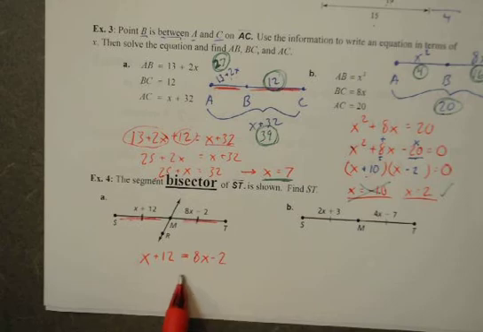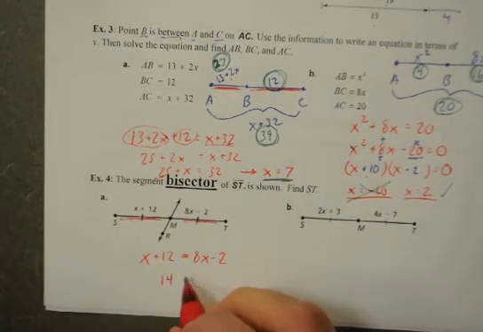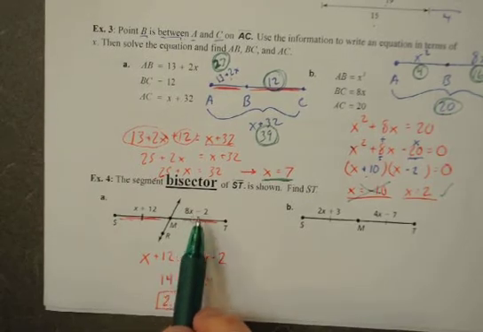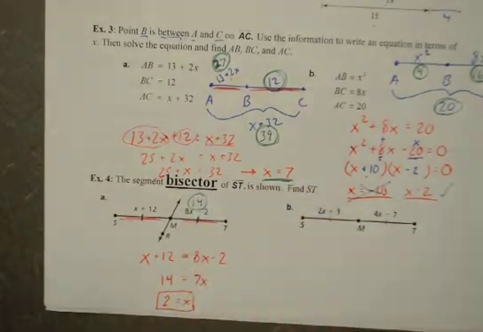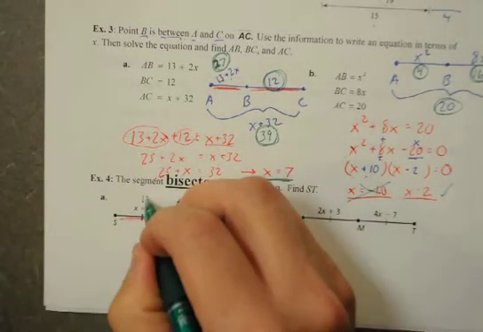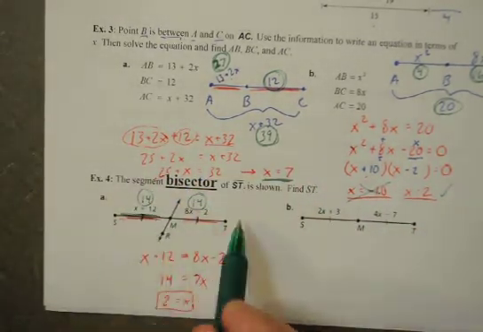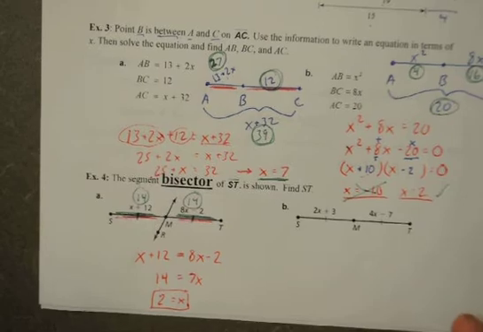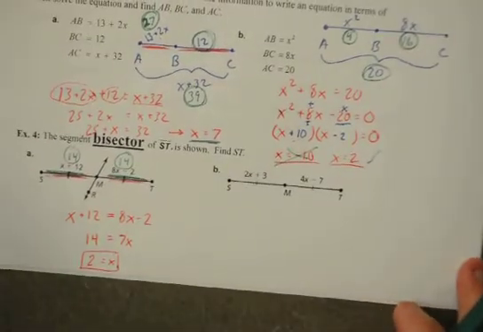So add your 2 over here. I like to keep things positive. Take this x and subtract it from 8. 8 minus x is 7x. Take your 7 and divide it over. And x equals 2. Let's see if it works. If I plug in 2, 8 times 2 is 16. 16 minus 2 is 14. 2 plus 12 is 14. See? This side is the same as this side. They're both 14 in length. Like I said, the nice thing about geometry is that you can always, always, always check your work.